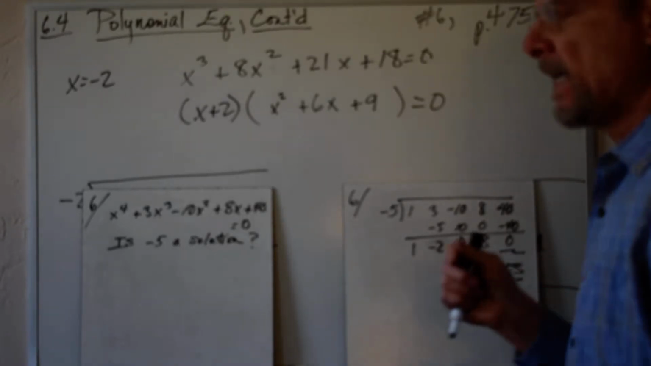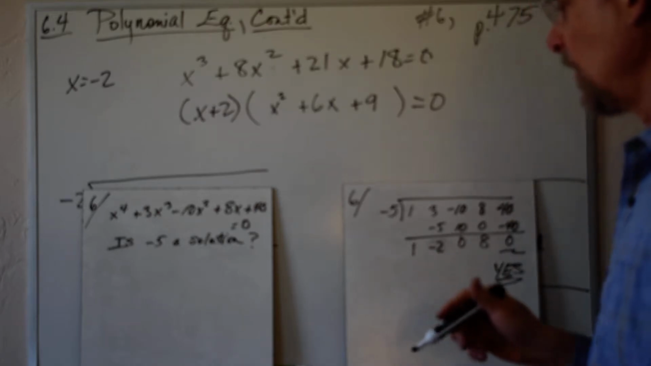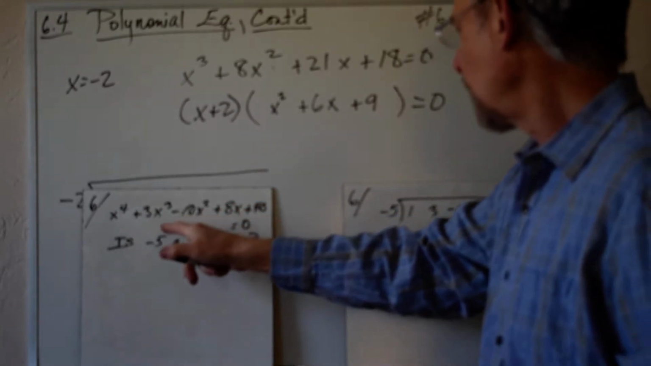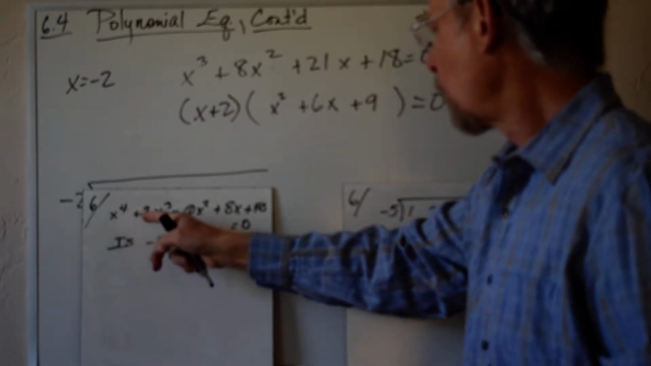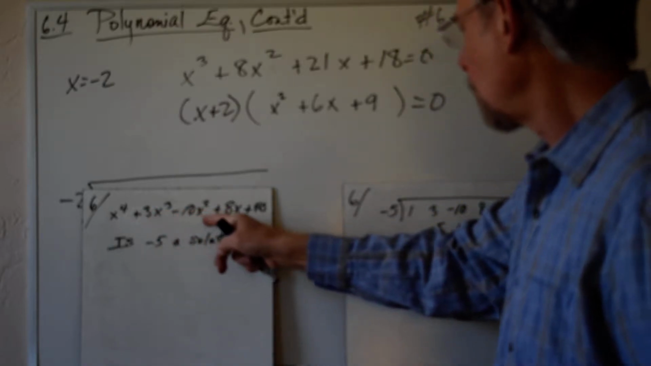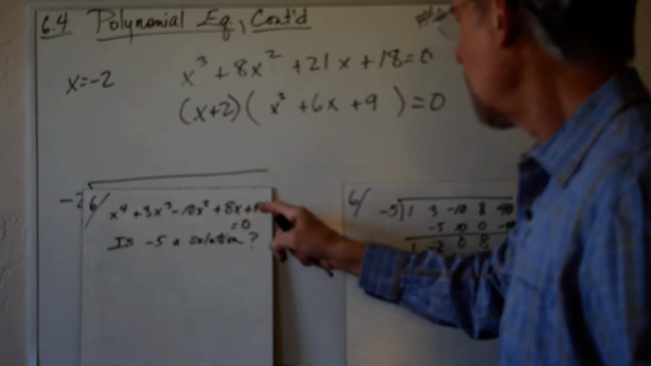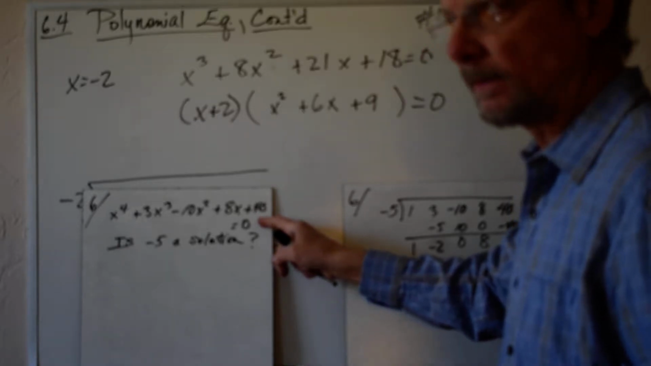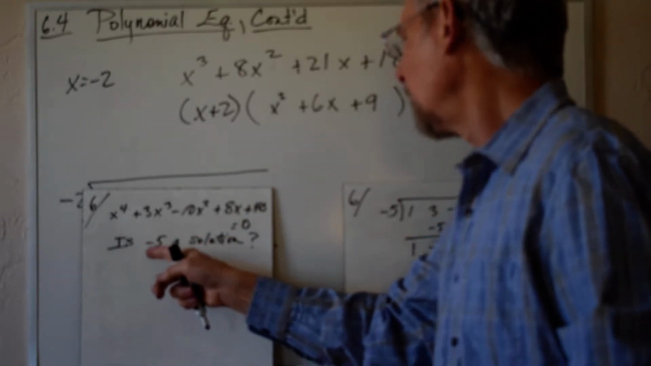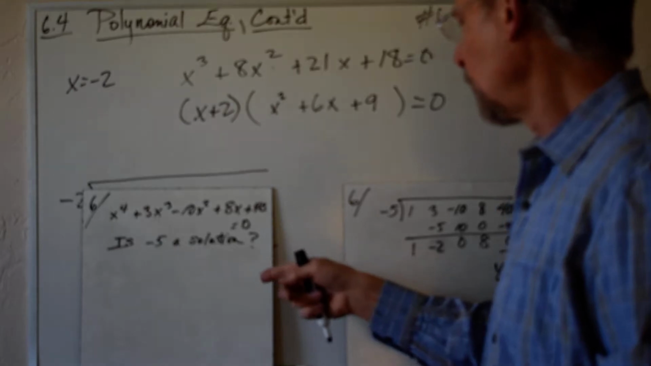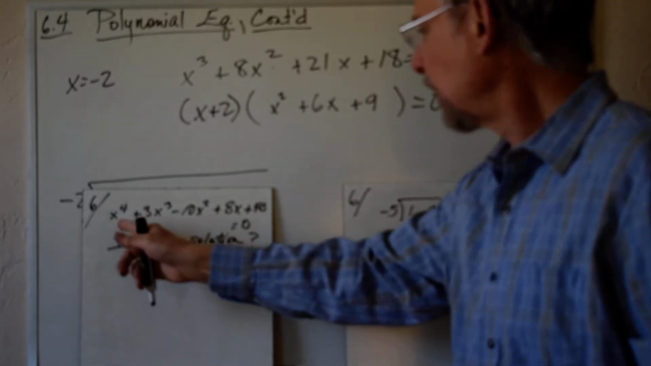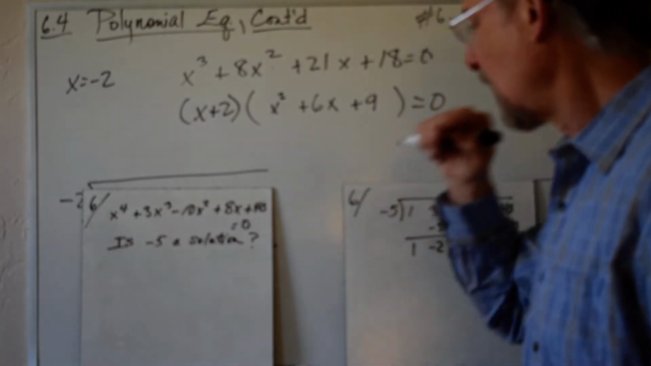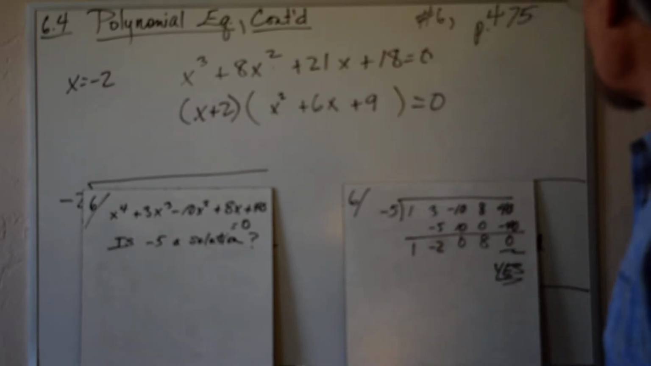All right, how did you make out with synthetic division? Problem number 6 says this: x to the fourth plus 3x cubed minus 10x squared plus 8x plus 40 equals 0. And they ask us, is minus 5 a solution? Well, we could plug minus 5 in there and see if it works. It's going to be a lot of labor.